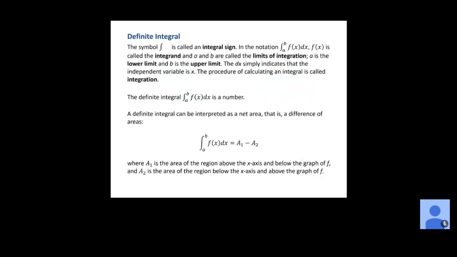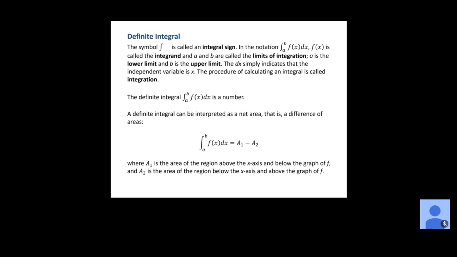Right, now, the symbol, and so that's our integral symbol, is called the integral sign. In the notation, integral from a to b of f of x dx, f of x is called the integrand. That's the thing we're taking the integral of. A and b are our limits of integration. A is the lower limit, b is the upper limit. Okay, so a is always going to be on the bottom, that's your lower limit. B would be on the top, that's your upper limit.